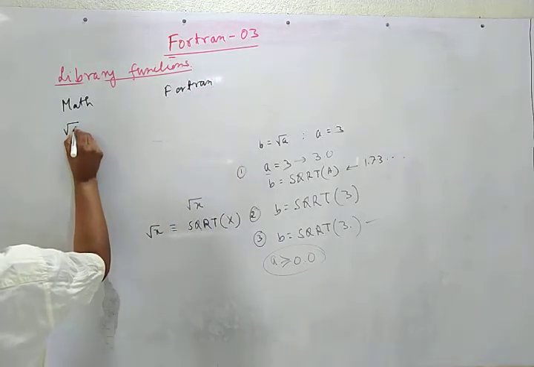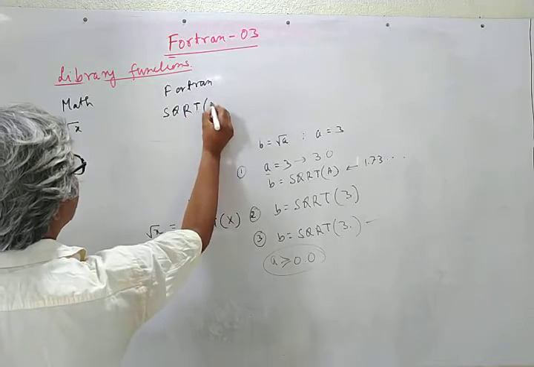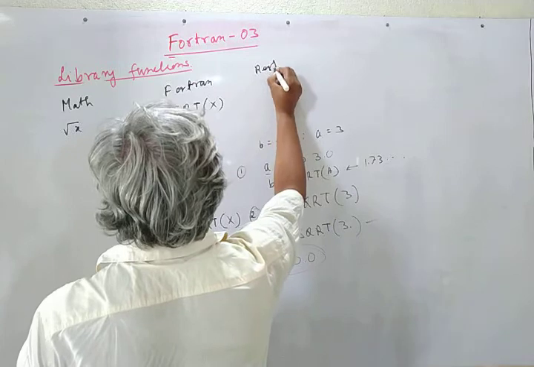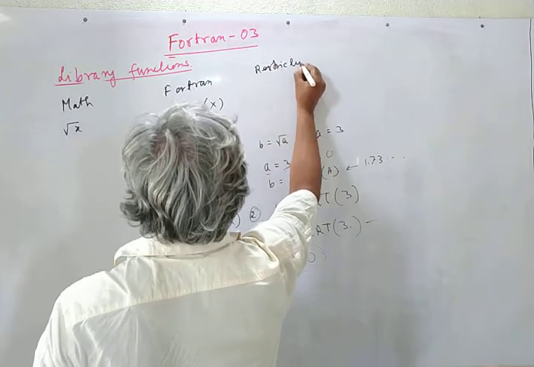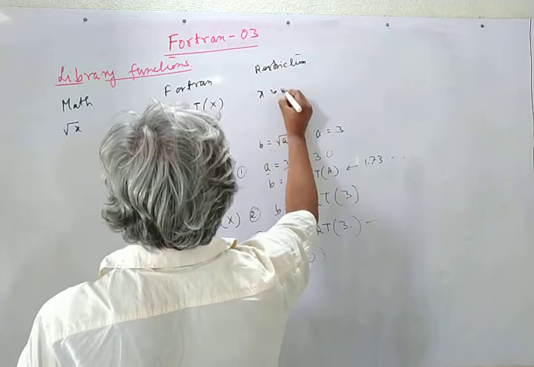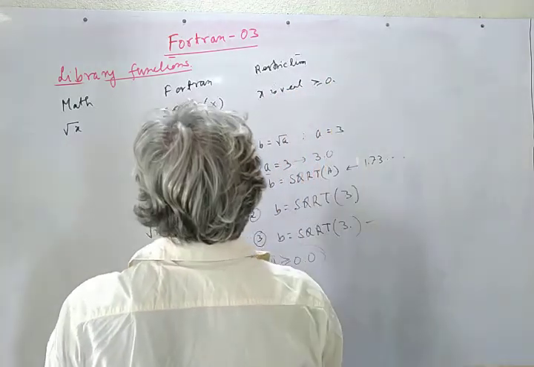Square root of x is sqrt of x. Restriction: x is real and greater than or equal to 0.